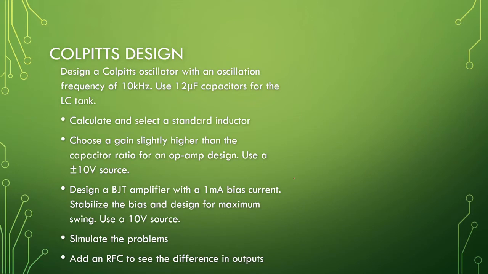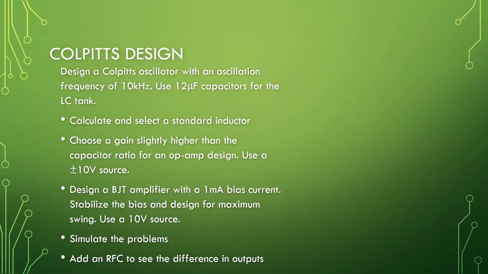Okay, so for the design, I wanted to pause the video and go and design these two circuits. I wanted to design a Colpitts oscillator with oscillation frequency of 10 kHz. So I just went here with a low frequency so that we can use a BJT as well. Use 12 microfarad capacitors for the LC tank. So basically choose C1 and C2 as 12 microfarads. And calculate and select the standard inductor to get 10 kHz of oscillation.